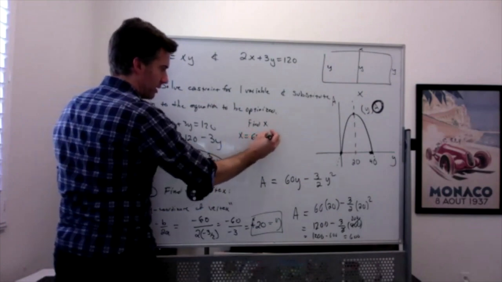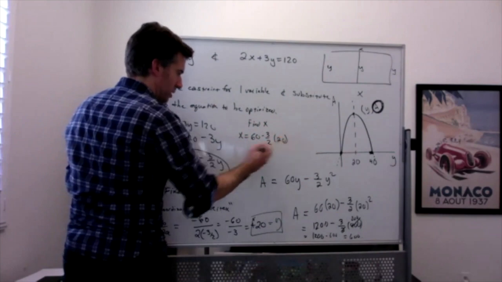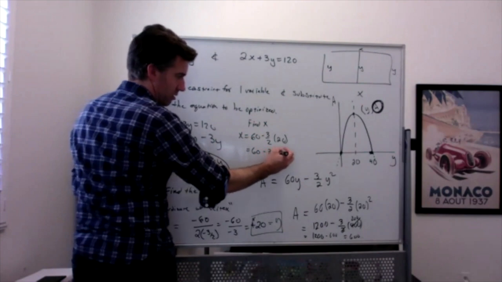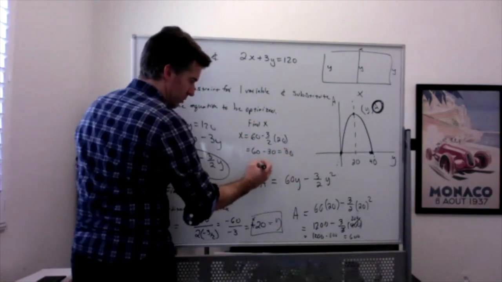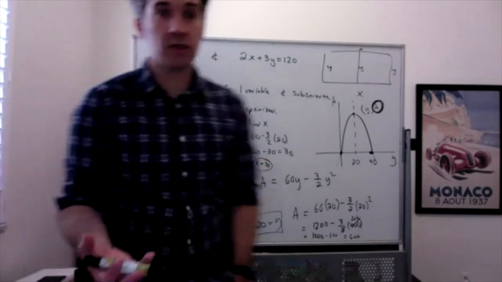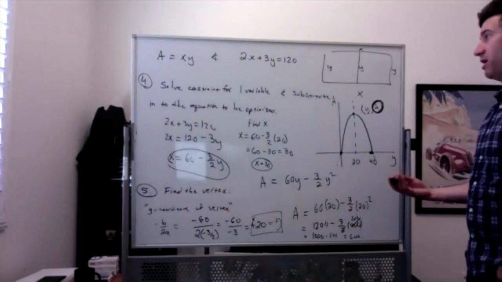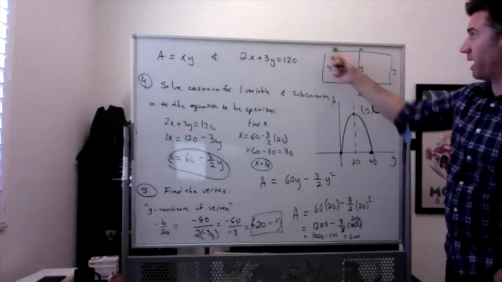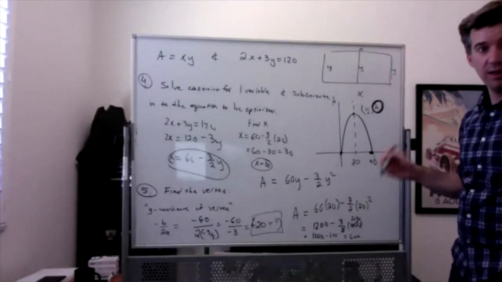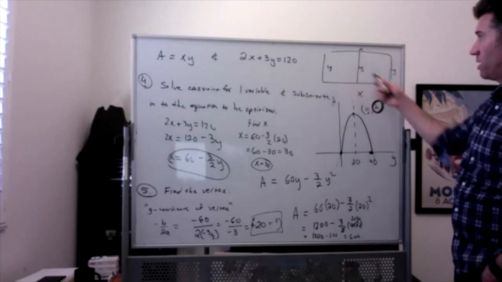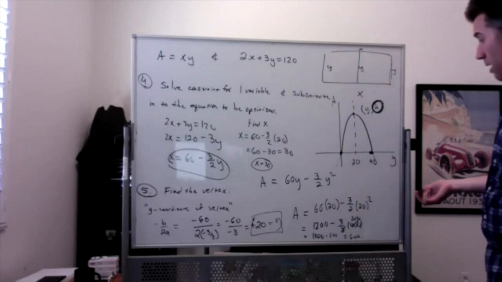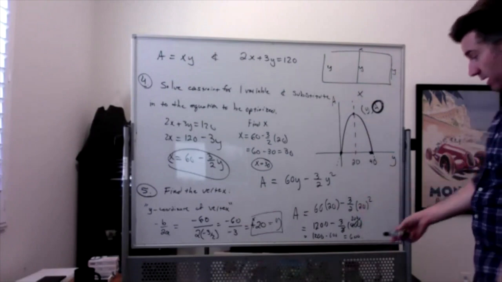So we get 60 minus 3 halves times 20, which is 60 minus 3 halves times 20 is just 30, so we get x equal to 30. So the dimensions of this corral that maximize the area are this edge here having a length of 30 feet and this edge here having a length of 20 feet. That uses up all our fence, right? 30 plus 30 plus 20 plus 20 plus 20 is 120. And although it wasn't asked for, we also found that the maximum area was 600.